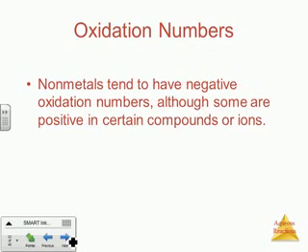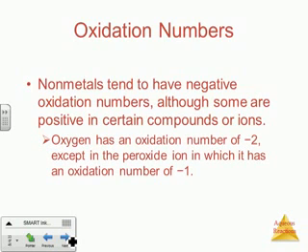Nonmetals tend to have negative oxidation numbers, just like they tend to have negative charges, but depending on what compound or ion they're in, sometimes the nonmetals can have positive oxidation numbers. Now again, that's weird because the nonmetals are typically not going to have positive charges. You would never see Cl1+ or something like that, but you might see chlorine with a +1 or a +3 or +5 oxidation state.